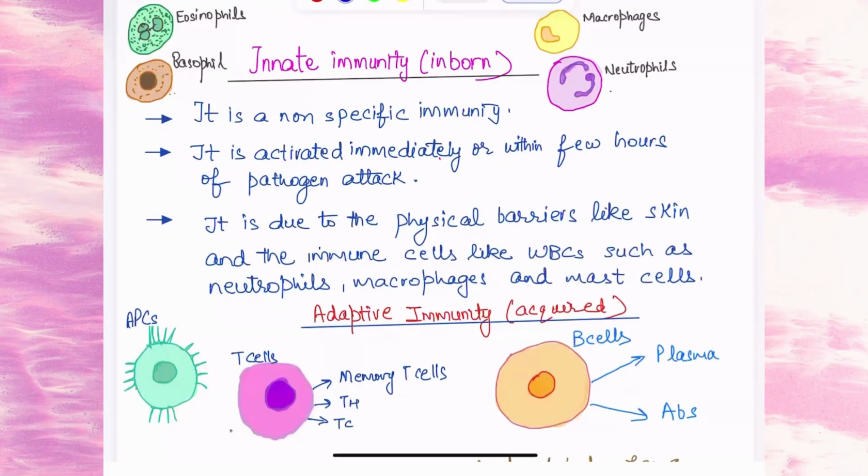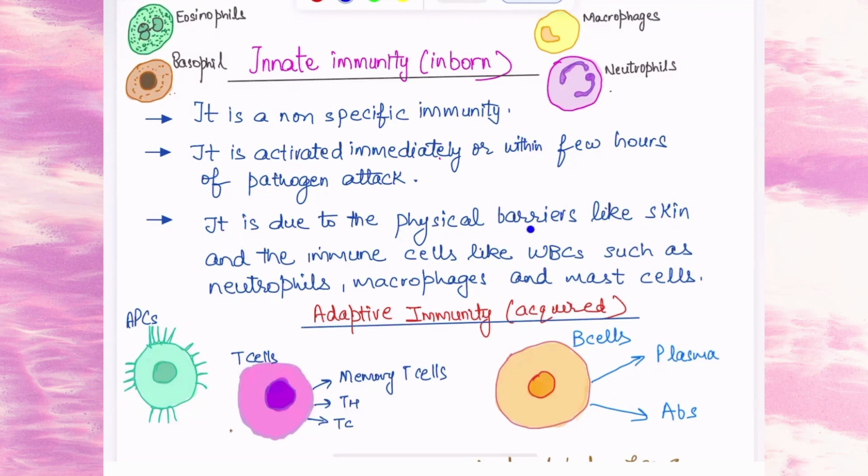In part 1 of this video, we have already discussed that the immune system can be divided into innate immunity, that is inborn immunity, and adaptive immunity, acquired immunity. The components of innate immunity include macrophages, neutrophils, eosinophils, basophils, and dendritic cells. It is a non-specific immunity and it is activated immediately or within a few hours of pathogen attack. The main role of innate immunity is to engage the pathogen until the weapons, that is antibodies against the pathogen, are formed with the help of adaptive immunity.